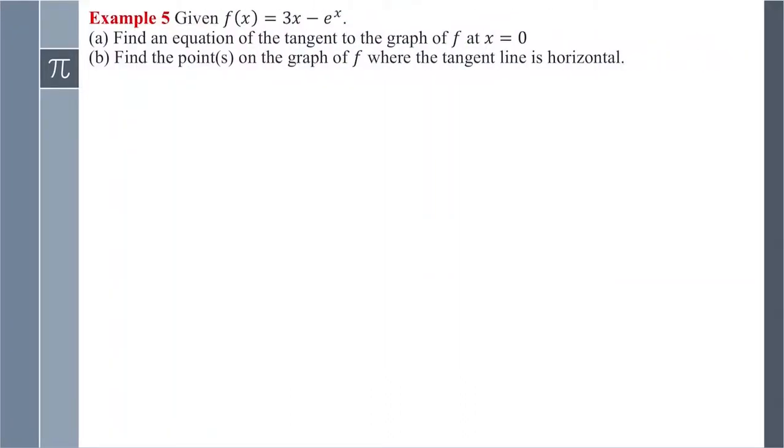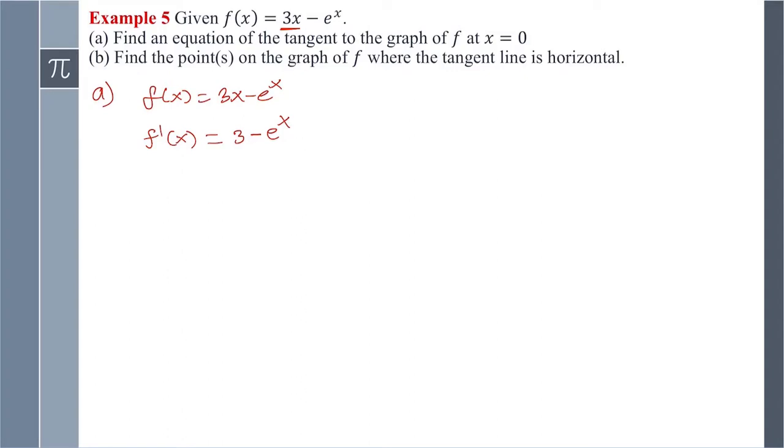Here, given f of x equals 3x minus e to the x, find an equation of the tangent to the graph of f at x equals 0. So that's what we are trying to do next. Let's go ahead and find the slope, because we want the tangent line. The slope is given by the first derivative. So f of x equals 3x minus e to the x. That means f prime of x equals 3, because the derivative of 3x is 3, minus the derivative of e to the x, which is just e to the x.